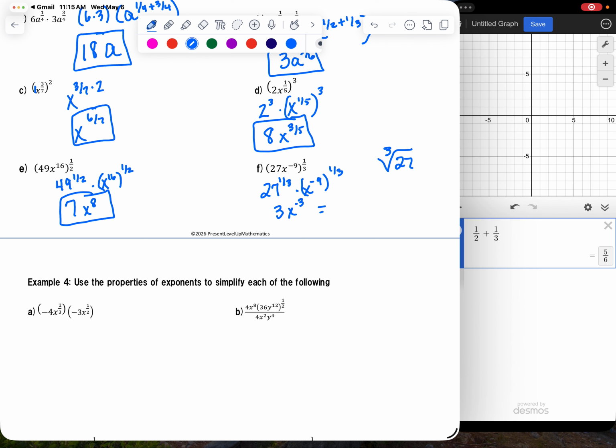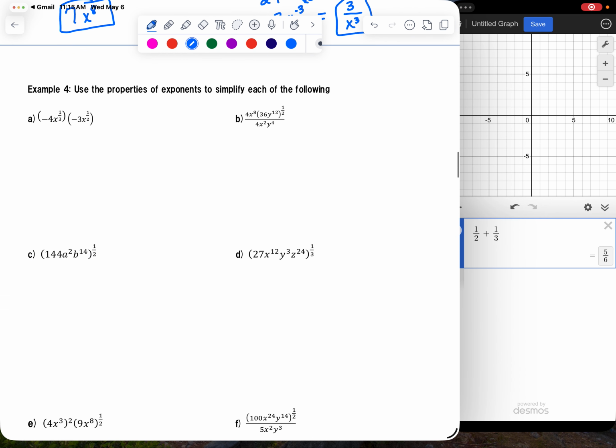Now, generally, we do not leave negative exponents in our final answer. So I need to send the x to the negative 3 to the denominator and go with the opposite sign. So this would be 3 over x to the positive 3 power. So again, we're having to apply a lot of the properties we learned in previous lessons. This is really great review. All we're adding is different types of exponents.